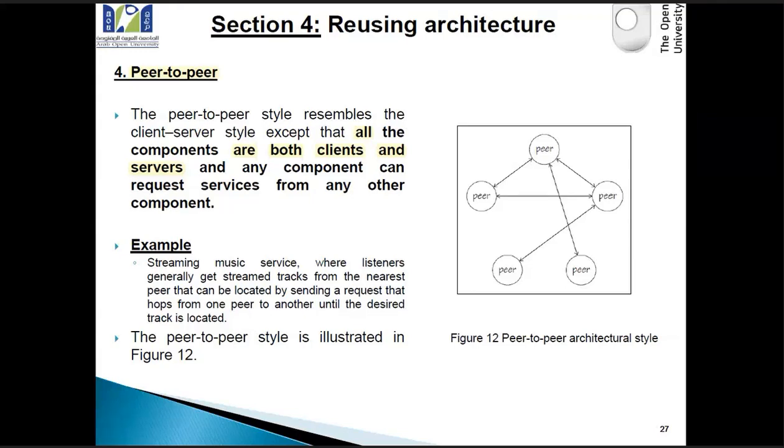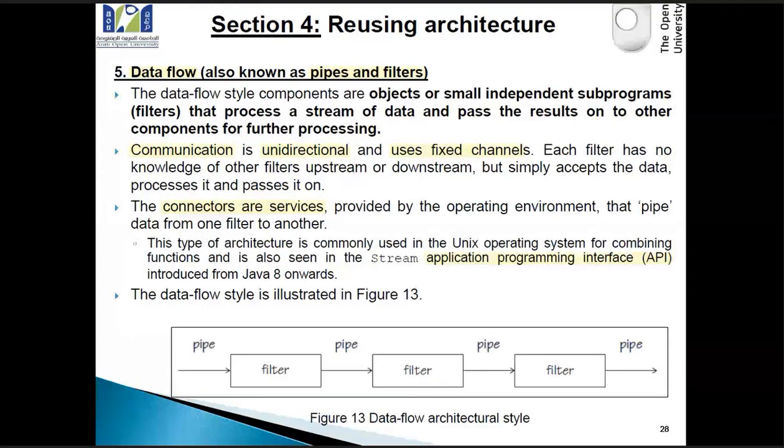Then we have the data flow, which I already explained. Let me just double check that I didn't miss any of those. So we have a style of components: small independent sub-programs, which we call filters. They have communication between them, and it's unidirectional. These pipes are fixed; this is how they communicate with each other to feed the next one.